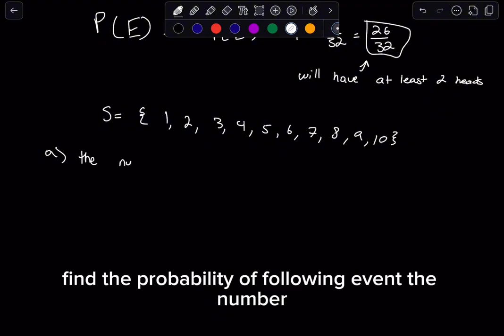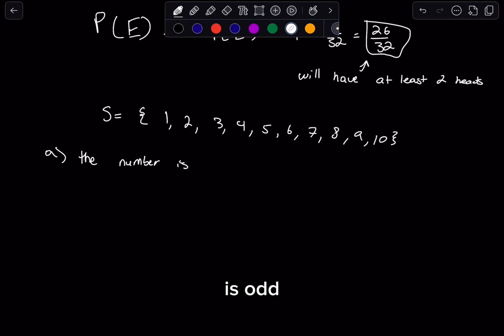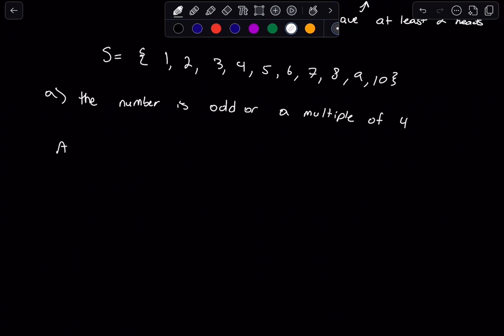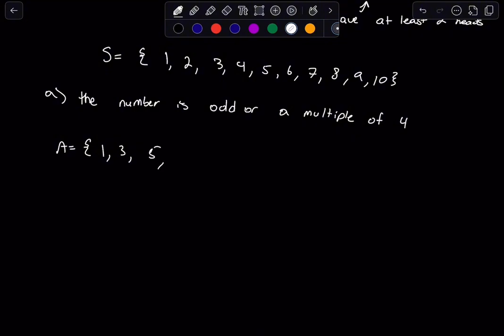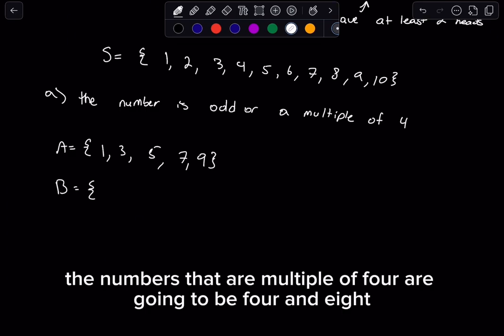The number is odd or a multiple of 4. So we know that the odd numbers in this set are going to be 1, 3, 5, 7, 9, and the numbers that are a multiple of 4 are going to be 4 and 8.